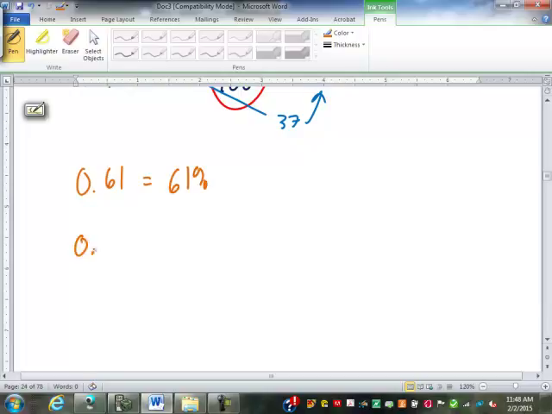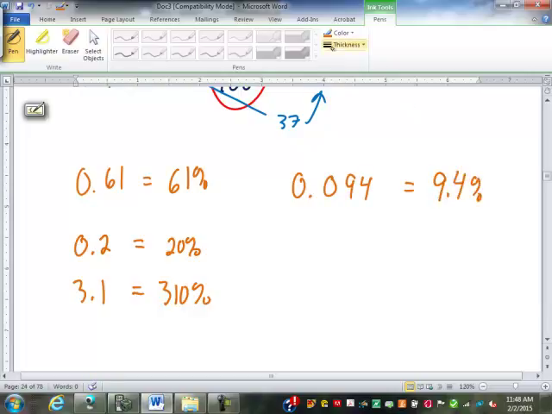61%. Good. 0.2 will become 20%. 3.1 will become 310%. And 0.094 will become 9.4%.